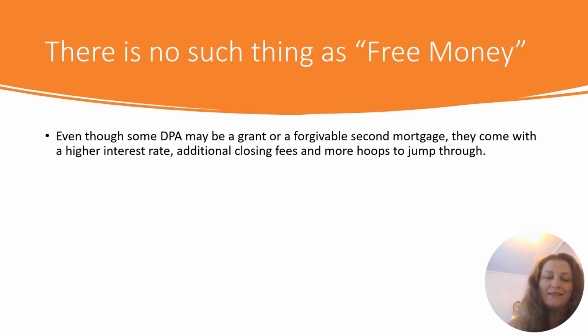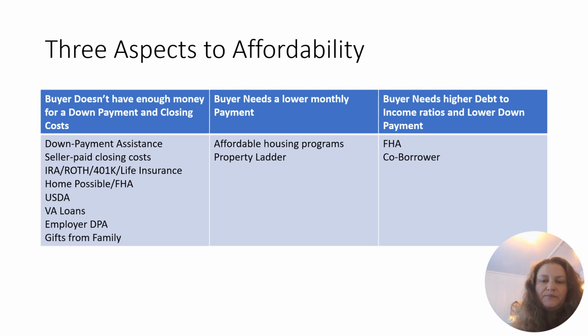They're also harder to get accepted on the real estate side. When sellers are looking at competing offers, they often want to make sure that the offer is strong, and the down payment assistance offer can sometimes be a weaker offer.